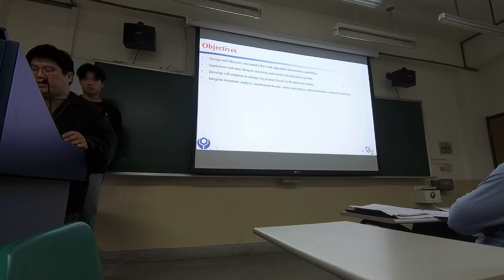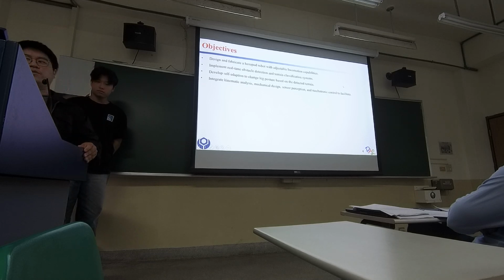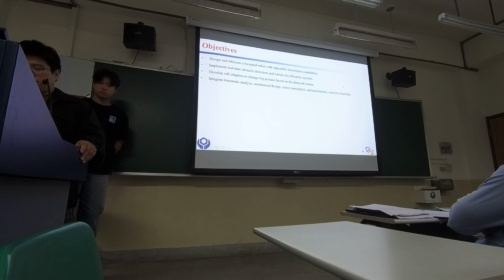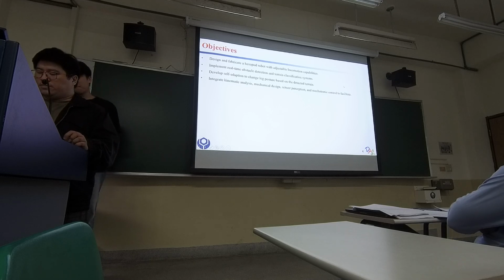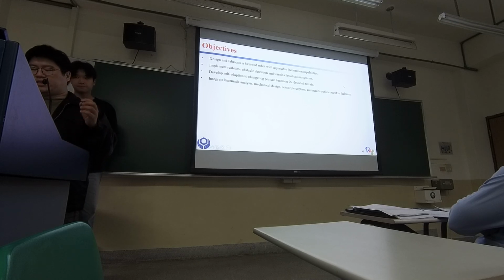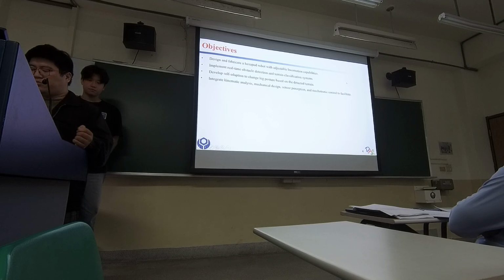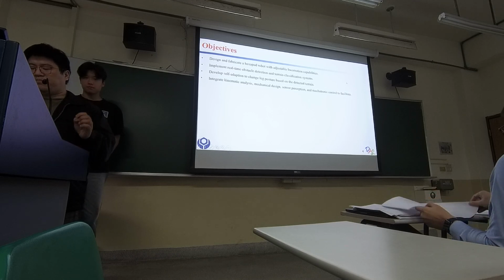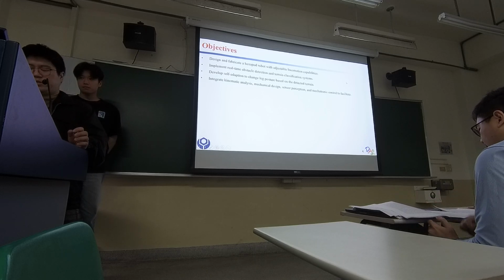And then let's talk about our objective. Our primary objective is to design and fabricate a hexapod robot with adjustable locomotion capabilities. To do so, we need a real-time obstacle detection and a terrain classification system. This will allow our robot to perceive and recognize its environment in real time. According to the result of detection, the robot can perform respective actions to adapt to the terrains.